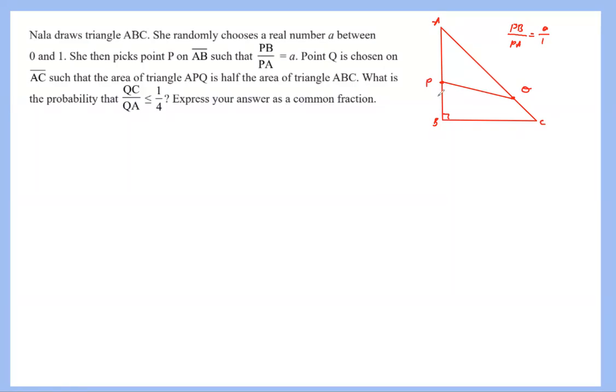So if I say PB is A, then PA will be 1 unit. Since we are looking for ratios as a probability, the actual number doesn't really matter. You can choose A and 1, or 2A and 2, whatever, but I just choose 1 and A. Okay, so we are dealing with area. Maybe it's good to write the area of the triangle APQ. So let's go with that first.